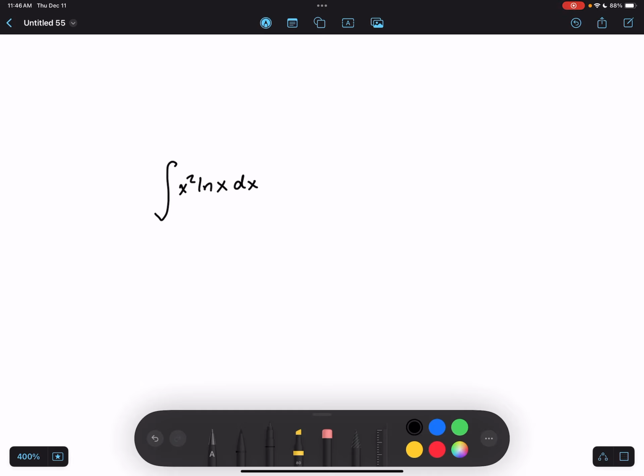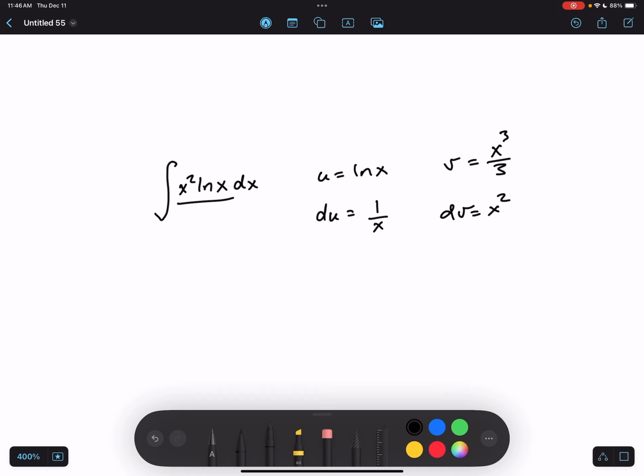We've got the integral of x squared ln x dx, and this is a product, so that leads me to think that the first thing I'll try is an integration by parts. And I'll do that by letting u equal the natural log of x. The derivative of u in that case is 1 over x. I'll set dv as x squared, and integrating to get v, I'll find that it's x cubed over 3.